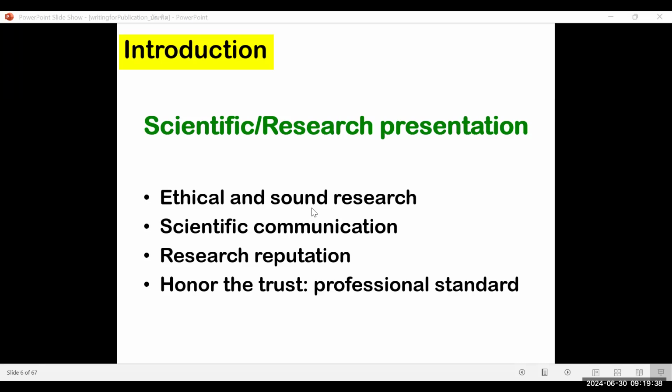We may want to share our scientific or research presentations. Of course, yes, it is supposed to be scientific communication. We do it because we need to honor the trust. We want something like a professional standard in our field. The professional standard in our field refers to research reputation, right? So it turned out these are four reasons why we need to present our scientific work or research work.